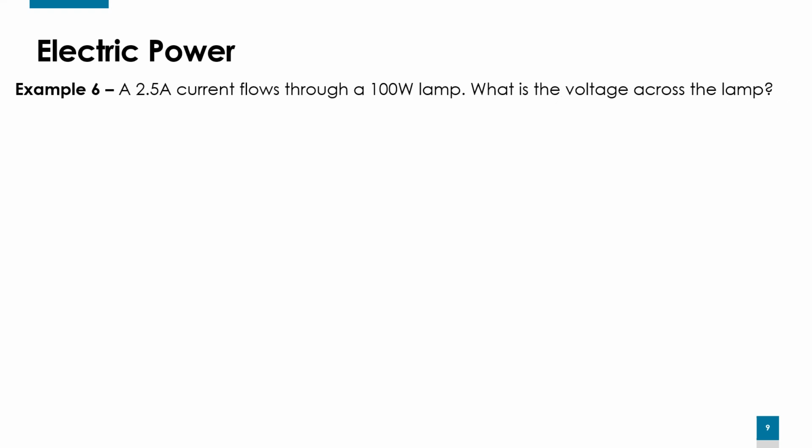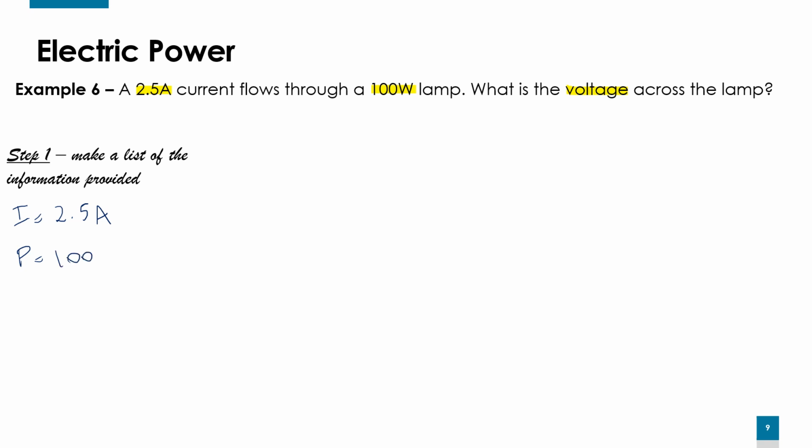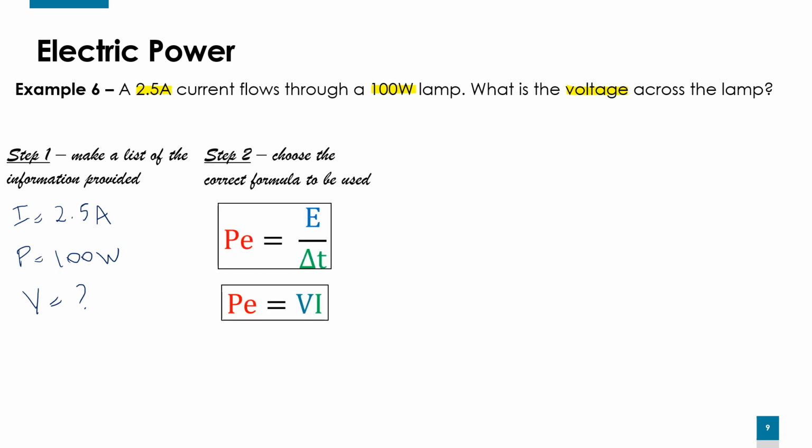A 2.5 amperes current flows through a 100 watt lamp. What's the voltage across the lamp? So 2.5 amperes flows through a 100 watt lamp. What is the voltage? Let's make our list. Current, 2.5 amperes, power 100 watts, and voltage, I don't know. What's the correct formula that I need to use?